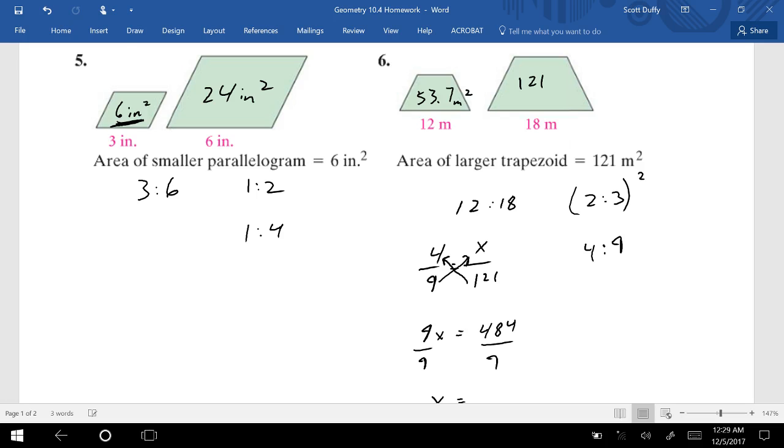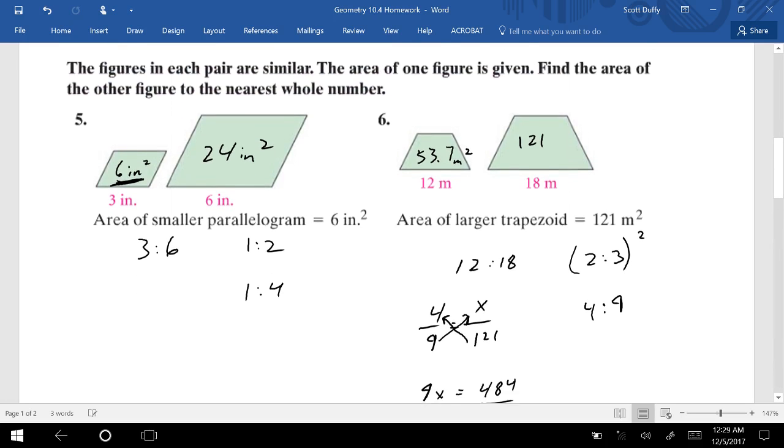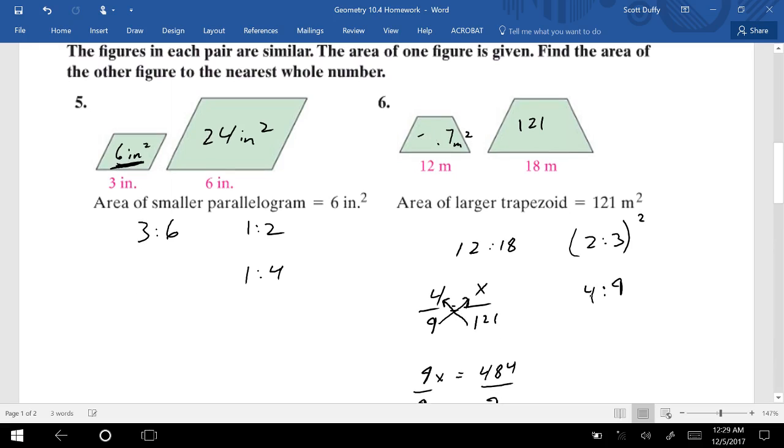Or if I wanted to, did it tell me to round up? Yeah, to the nearest whole number. So let's round that up to 54.